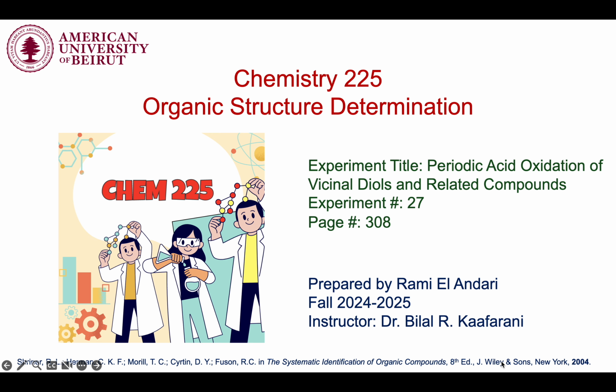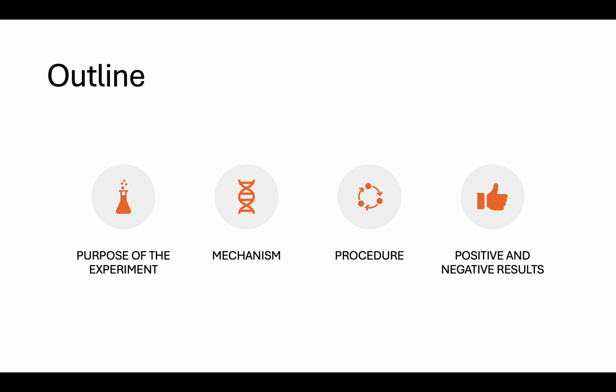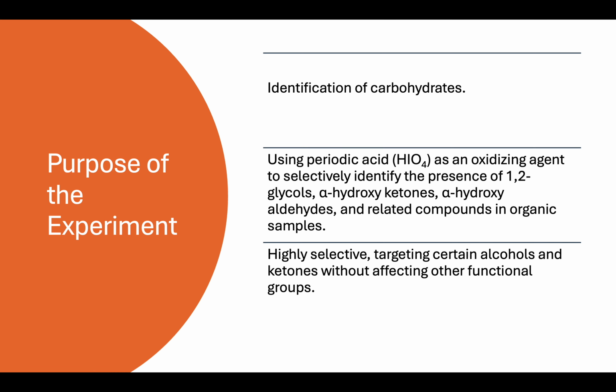In this session, I'm going to be talking about experiment number 27, which is periodic acid oxidation of vicinal diols and related compounds. Here's an outline of what I'm going to be talking about in this session. First, I'm going to talk about the purpose of the experiment, and second, talk about the mechanism, third, the procedure, and finally discuss the positive and negative results.